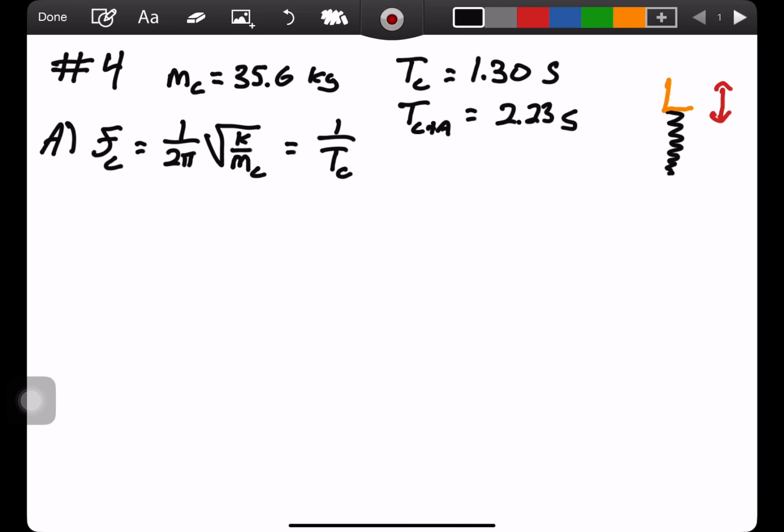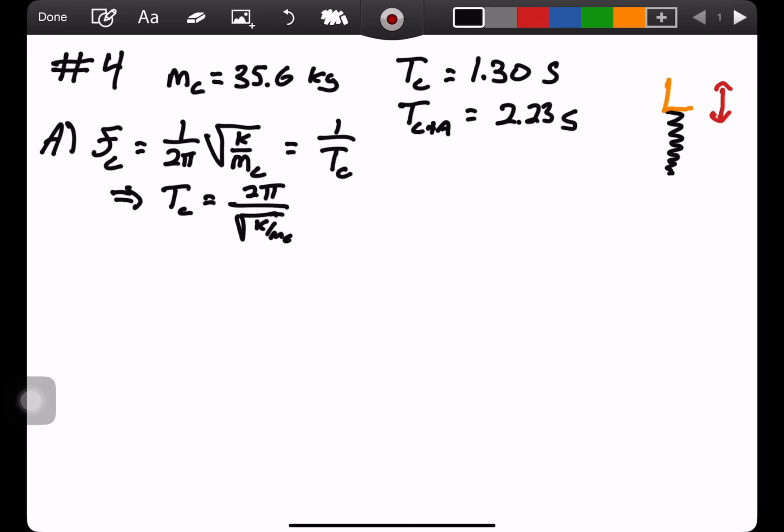So now what I'm going to do is a little algebra. I'm going to multiply both sides by the period of the chair oscillation. And so when I do that, I'm going to get T chair is equal to 2 pi. If I multiply both sides by 2 pi, I'm going to get a 2 pi in the numerator. And if I divide both sides by the square root of k over mc, then I'm going to now get the square root of k over mc in the denominator.